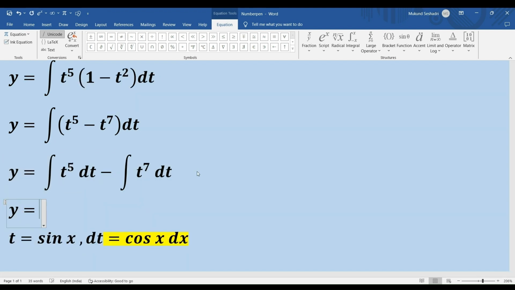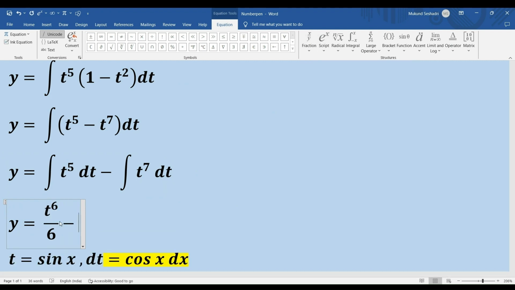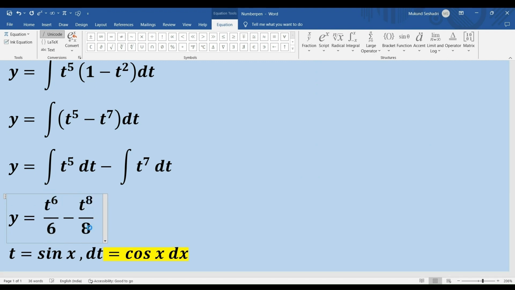From here on, it is a cakewalk. I know that the integral of t to the power 5 dt is nothing but t to the power 6 by 6, right? And then I have the integral of t to the power 7 dt, which is nothing but t to the power 8 by 8. And not to forget my constant c, right? Now, I know that I cannot leave my answer in terms of t. I'll have to put back everything in terms of x. So all that I do is wherever I have a t, I replace it by sine x, because that's the original substitution that we have made.